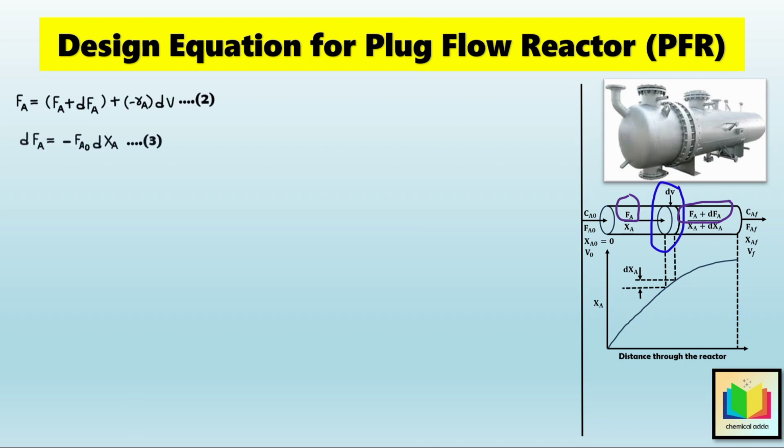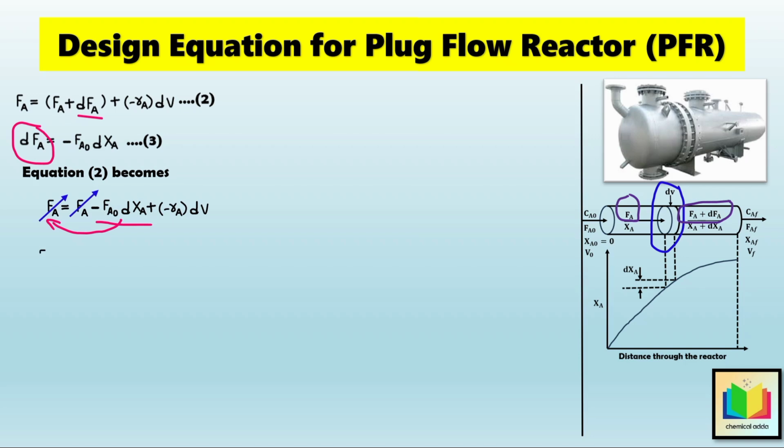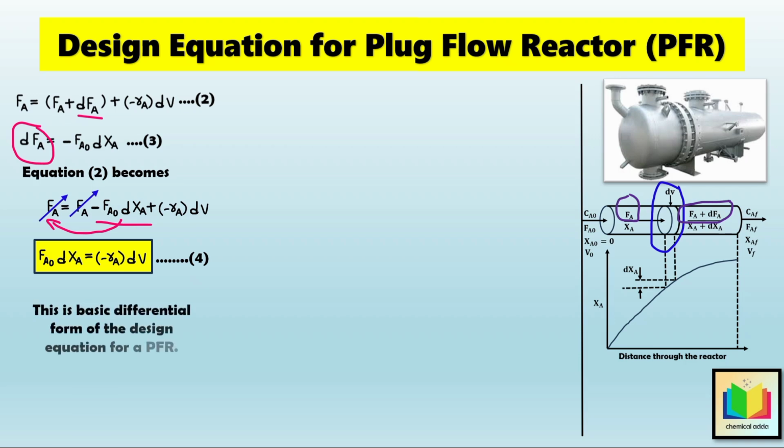Now, let's substitute this value of dFa from equation number 3 into equation number 2. After simplifying and rearranging the terms, we get Fa0 into dXa is equal to minus Ra into dV. This is the basic differential form of the design equation for PFR. It shows the relationship between conversion, reaction rate, and volume element.